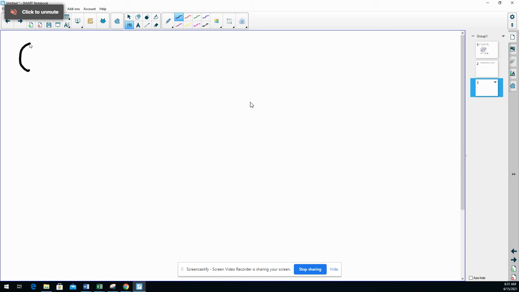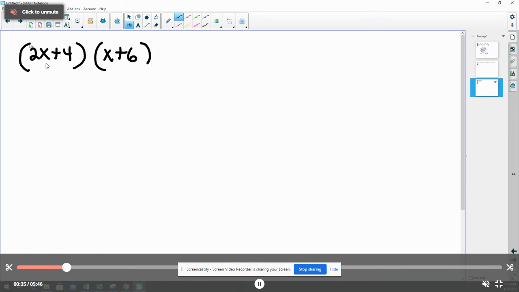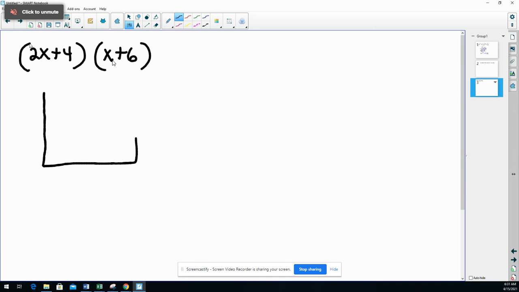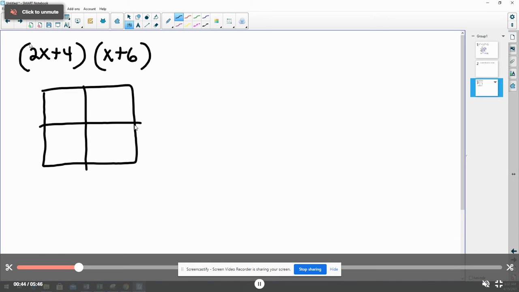So there's only one skill on this particular assignment, which is why I don't have screenshots in here, because it's just easier for me to write it out. So we have 2x plus 4 times x plus 6. Okay, we're going to make a Punnett square type thing like you see in biology. And we have 2x on the side plus 4. Okay, this one on the side, and then I stick this one on top. But it doesn't really matter.